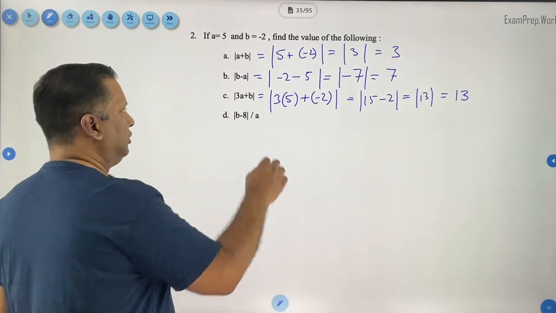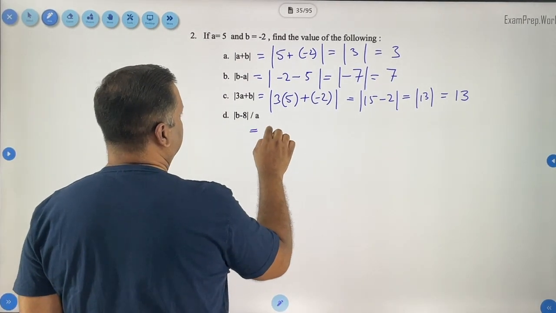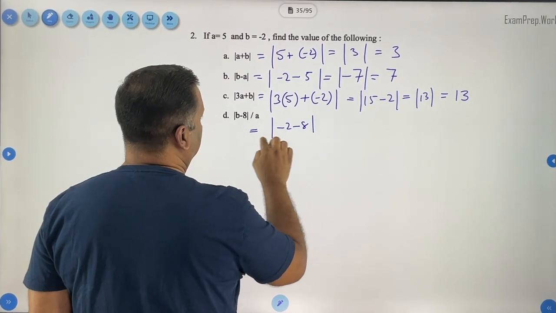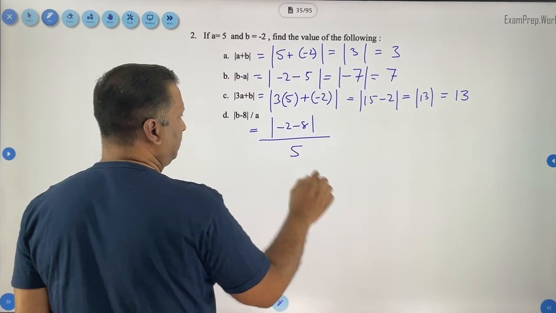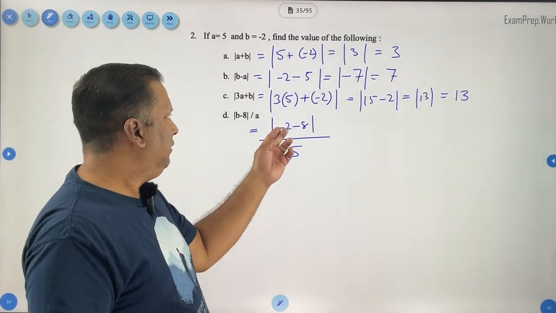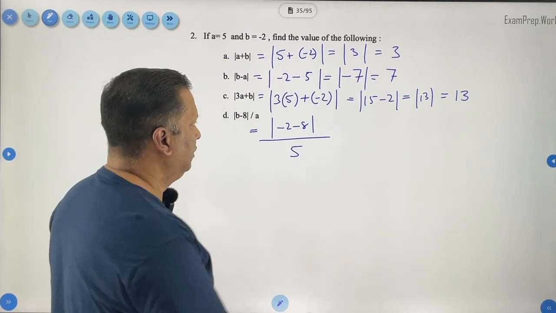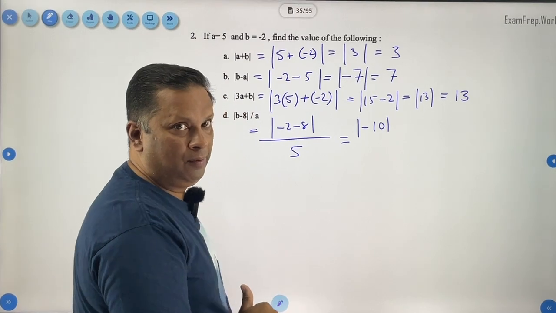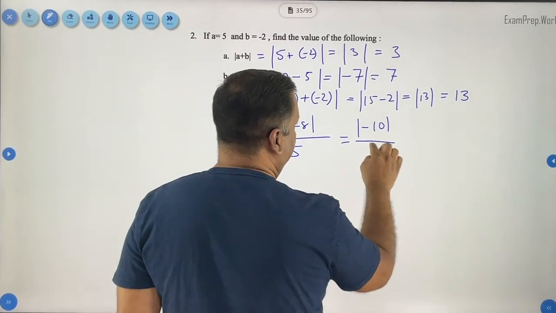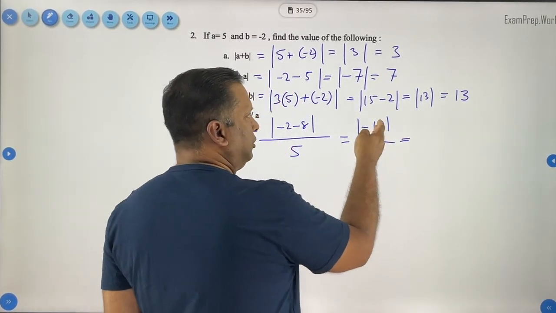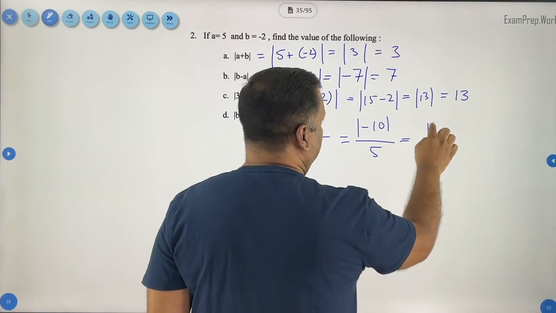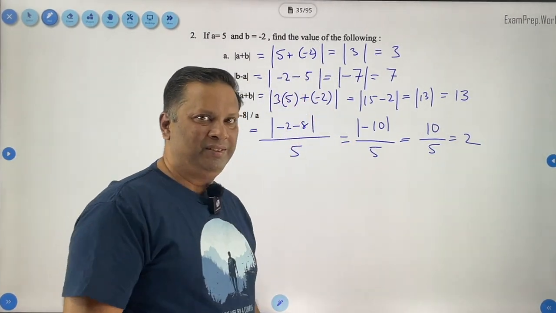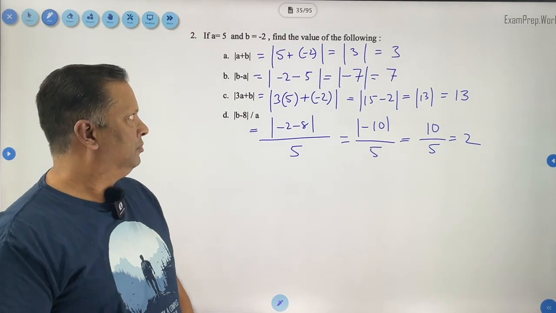Okay. Now let's go ahead and do d. Mod of b, minus 2 minus 8 divided by a value is 5. Okay. So negative 2 and negative 8 is negative 10, but it is inside mod. Now divided by 5. Mod will make this thing as positive 10 and divide by 5, answer is 2. Okay. Easy to do, right?